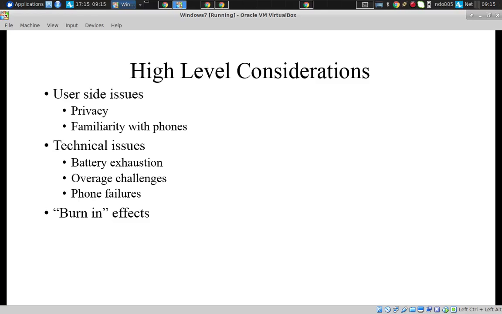So high-level considerations that might affect retention: privacy, familiarity with phones. If you're dealing with patients in a Parkinson's disease clinic, we have a study going like that, or another one with dementia. Individuals with early stage dementia may not have comfort with phones, and that may lead them to just leave it in place.